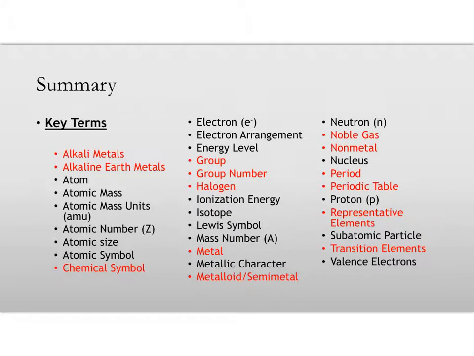The key terms that I've covered in this lecture are the alkali metals, the alkaline earth metals, chemical symbol, group, group number, halogens, metals, metalloids or semimetals, noble gases, nonmetals, periods, periodic table, representative elements, and the transition elements.